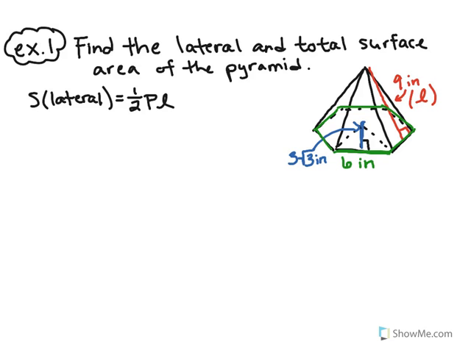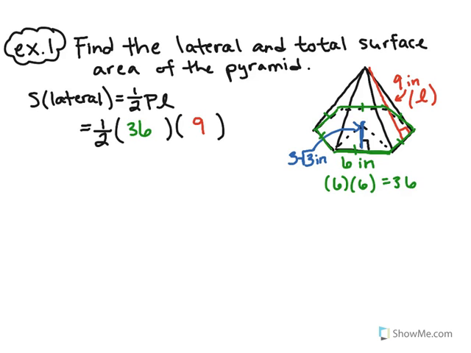Okay, so we want to go ahead and start substituting what we can. So 1/2 times the perimeter, I'm going to find that in just a second, times the slant height. Well, I already know that the slant height is 9, so I'm going to go ahead and plug that in. The perimeter, let's see, I've got 6 inches times 1, 2, 3, 4, 5, 6. So 6 times 6 is 36. So I'm going to put that here.